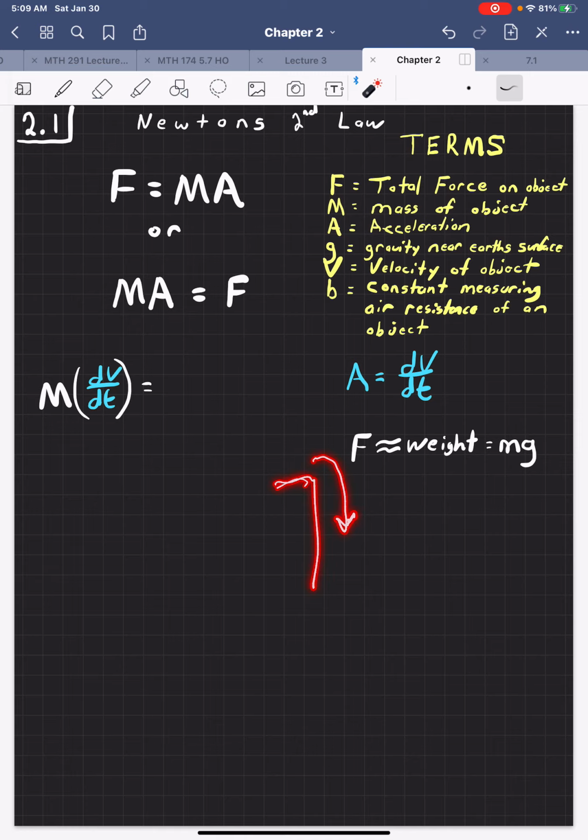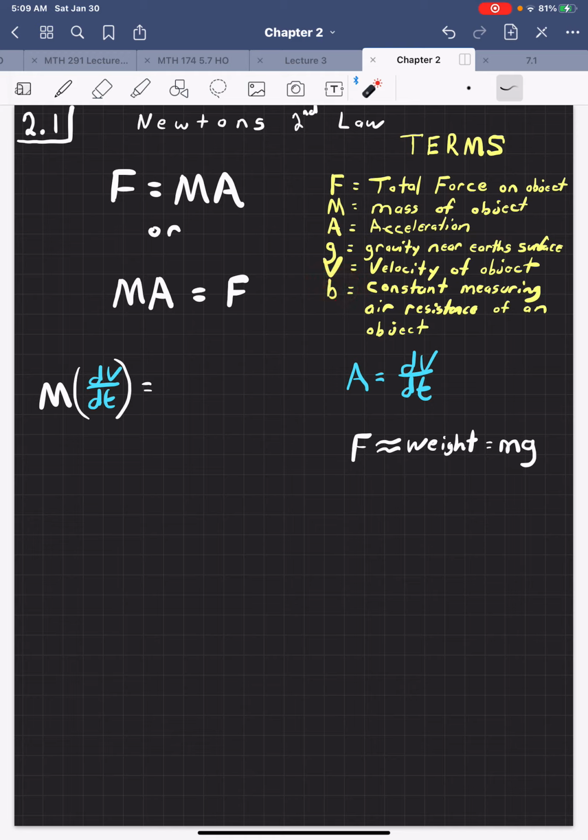So this is where that b, this constant, is going to come in, because it's going to represent the constant measuring the air resistance of an object. So what we'll assume is that you can reasonably measure it if you knew the shape of the object and its density and all of these other factors. In other words, you would know this constant here. And then you could reasonably measure the air resistance.